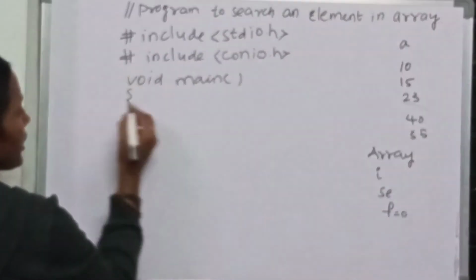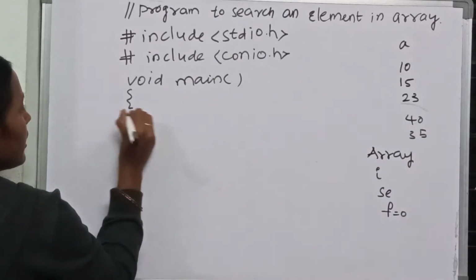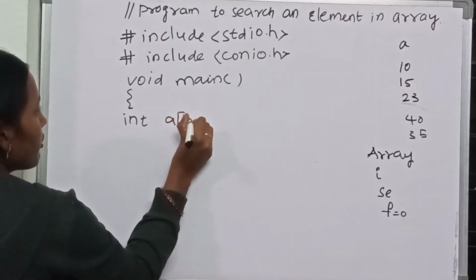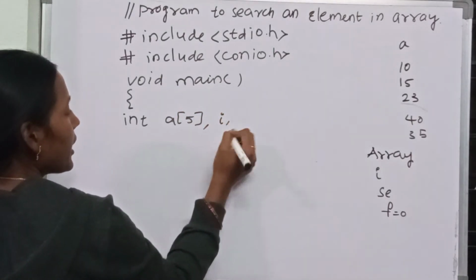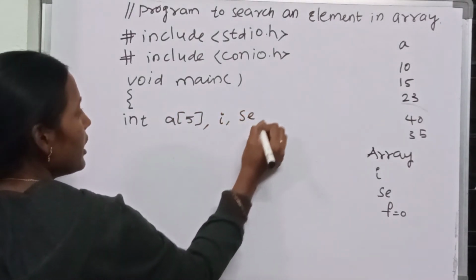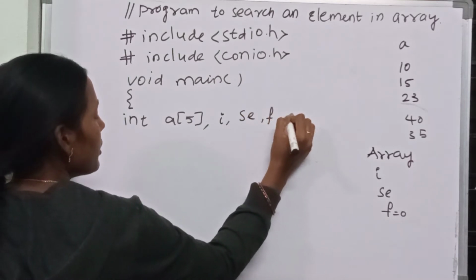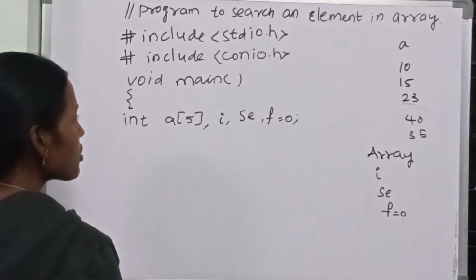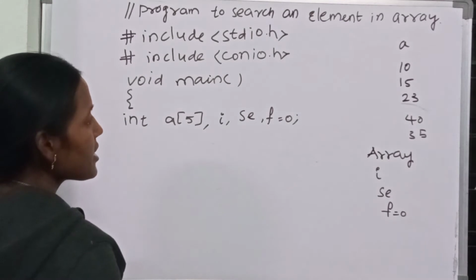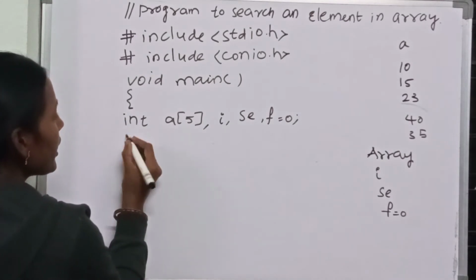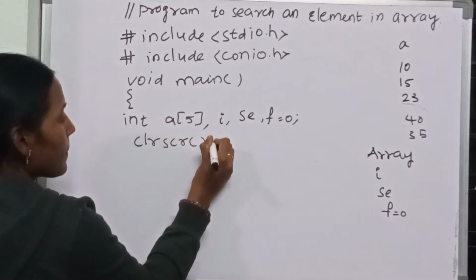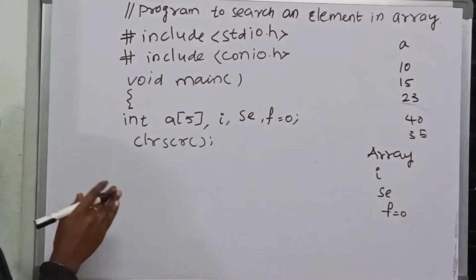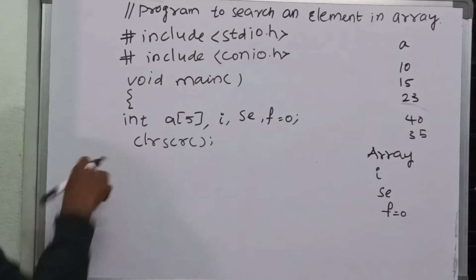Now what input do I need? Int a of 5 elements. I need a variable i, I need a search variable, and initially I am declaring a variable f, so that we can find whether the element exists or not, right? So I am writing a function clrscr, so that the previous output will be cleared when this output comes.